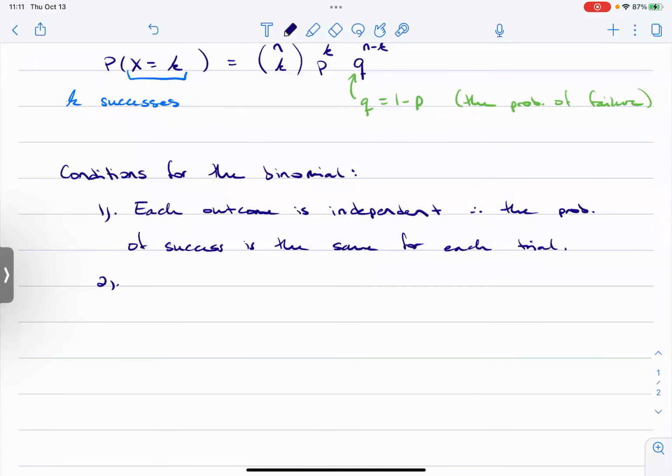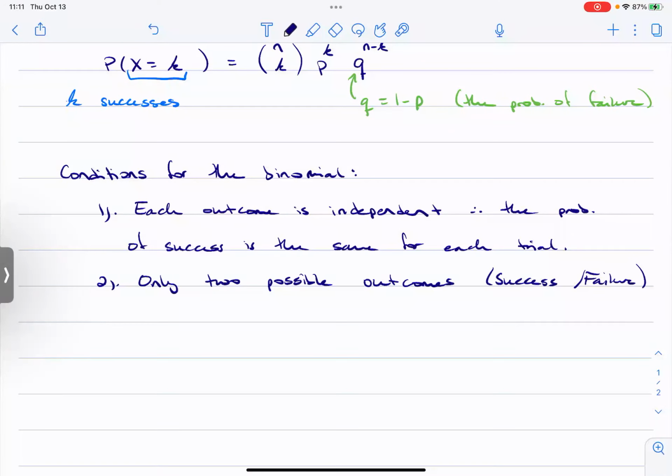And two, we can only have two possible outcomes, right? Yes, no, success, failure, that kind of thing. Only two possible outcomes. Success, failure, for example, is usually how we generalize it.